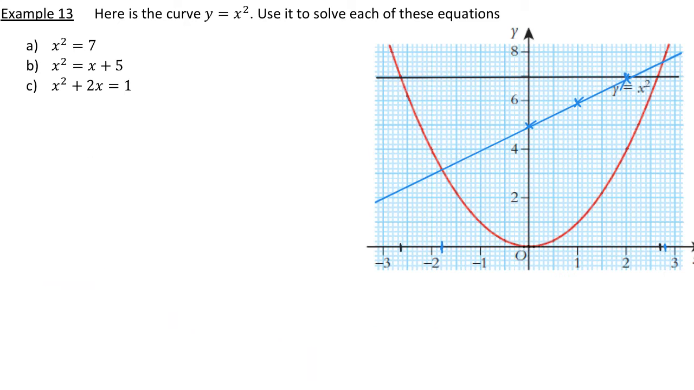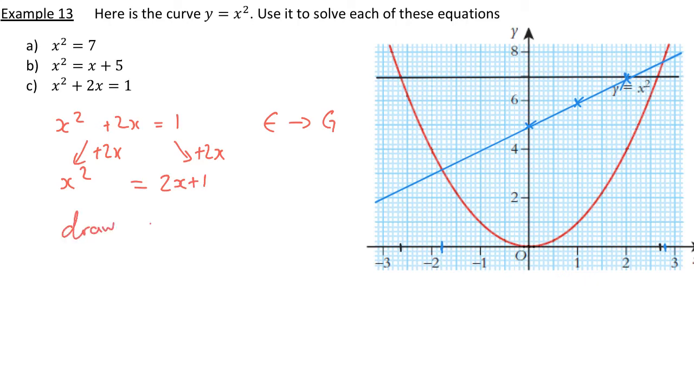Part C, we've got x squared plus 2x equals 1. Again, we're trying to get the equation to the graph. To get from x squared plus 2x to x squared, we need to take away 2x. If we do that on the right hand side as well, we'll get minus 2x plus 1. So we need to draw the line y equals minus 2x plus 1.